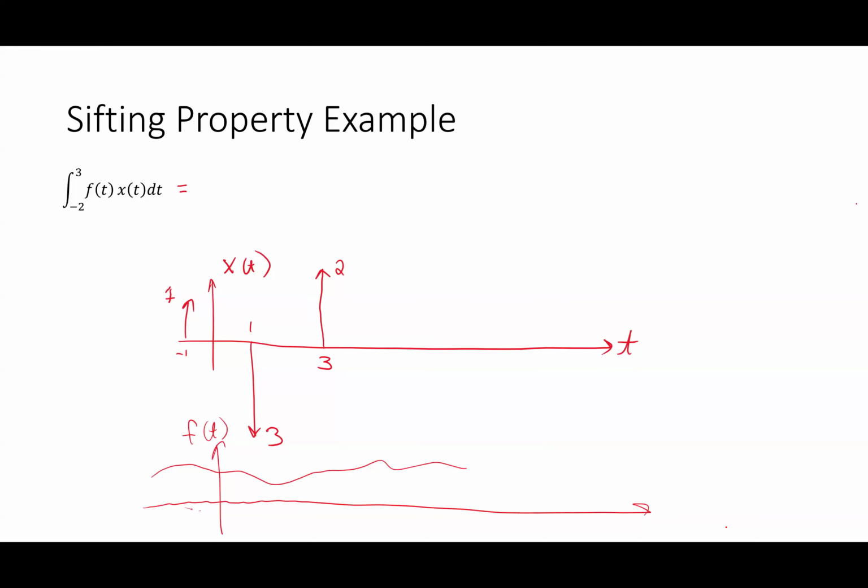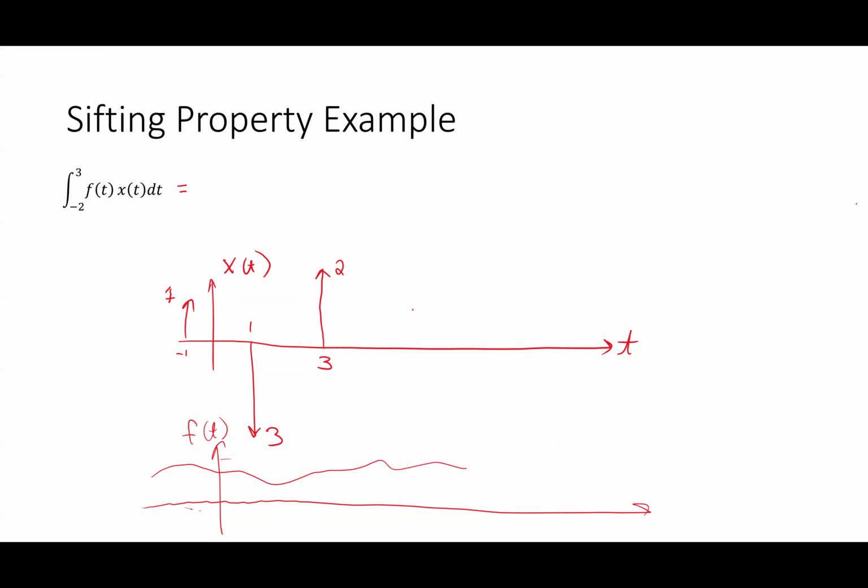So let's say I have this function x of t, which is a bunch of impulses. And then I have this function f of t, and I multiply x of t by f, and then I take the integral from negative 2 to 3. Okay, so let's start out.